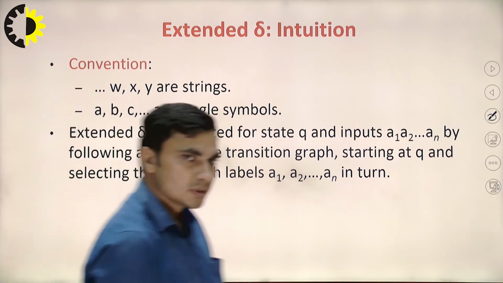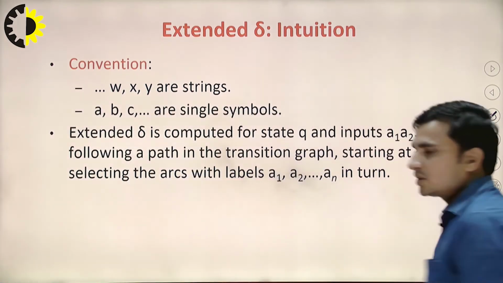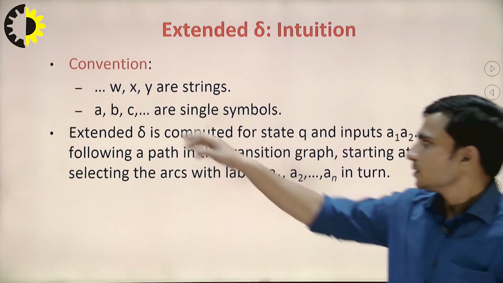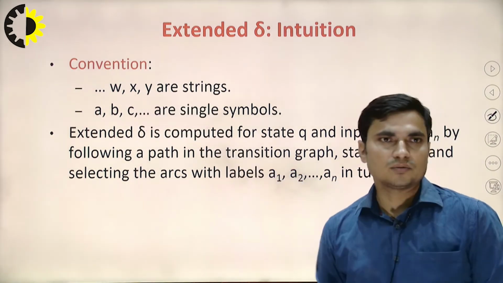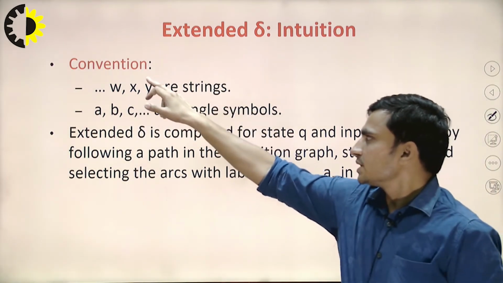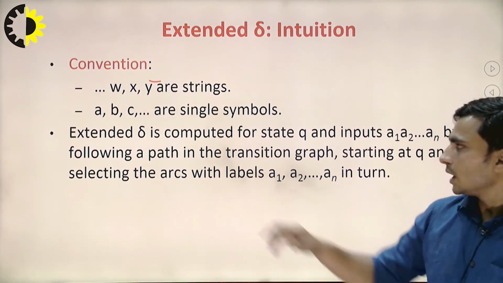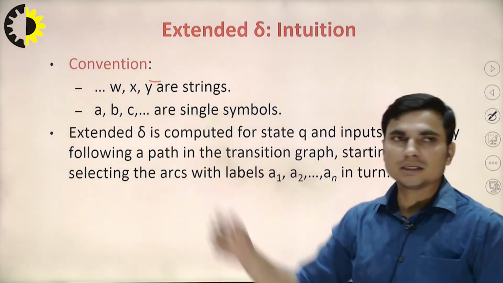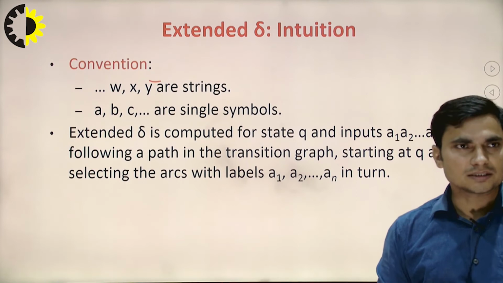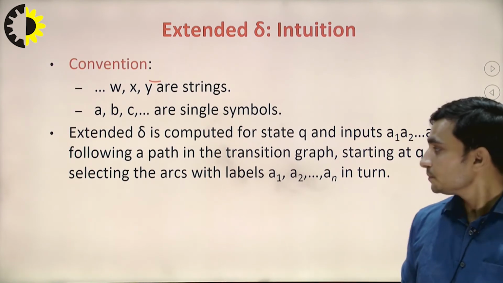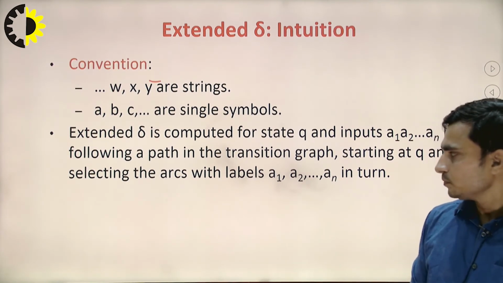Now there are certain conventions we generally follow: we represent strings with symbols like W, X and Y, and we generally use A, B, C for single symbols in our examples, okay.